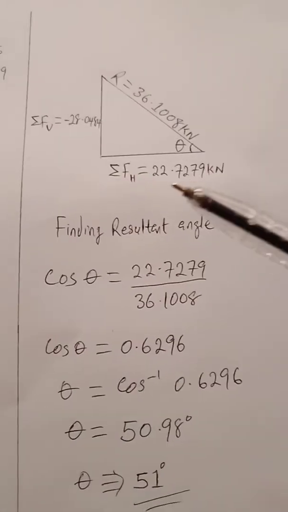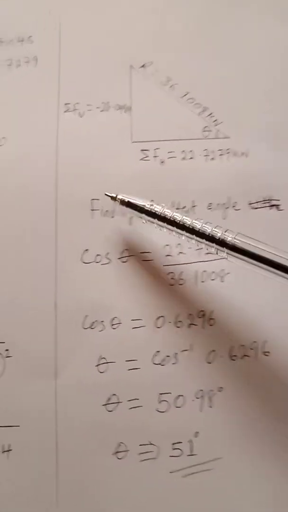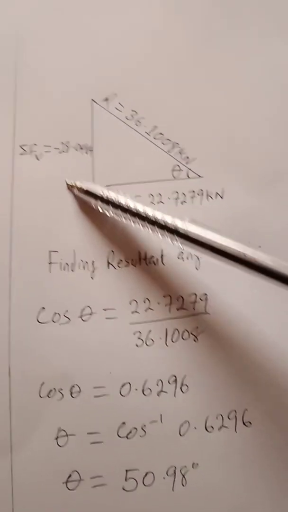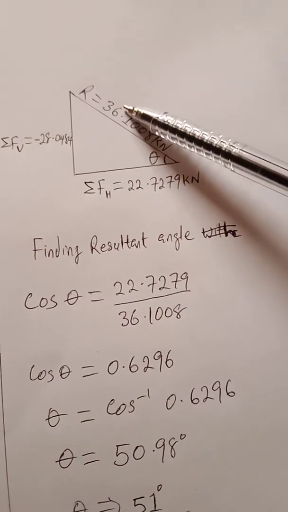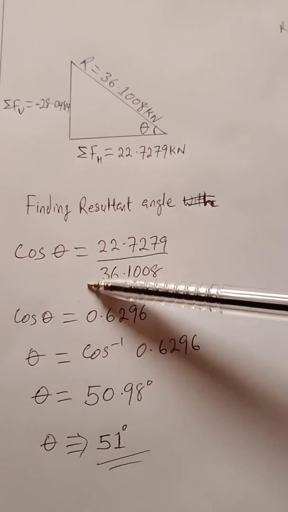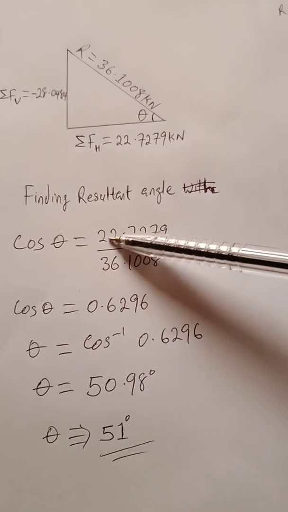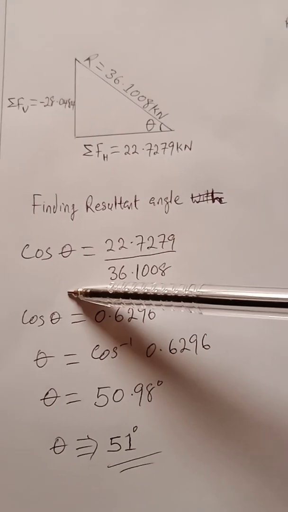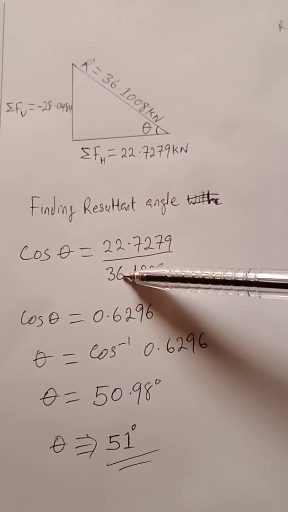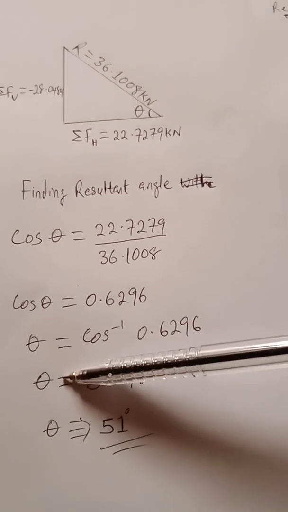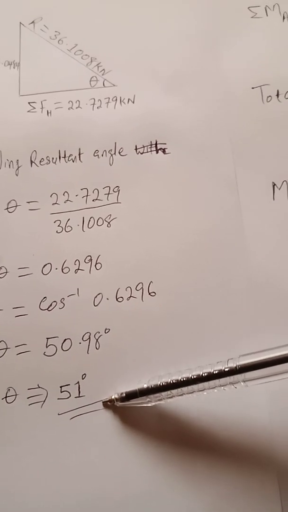But before we move to the next page, we should remember that the whole diagram, the whole forces here, has been converted to something simple like this. So we have the vertical force, we have the horizontal force, and we have the resultant force. To determine the angle at which the resultant force makes with the horizontal, we already know how to go about that. Sorry, we are using our cos, which is the adjacent over hypotenuse, which is 22.7279 all over the resultant. From there, we obtain our angle to be 51 degrees.